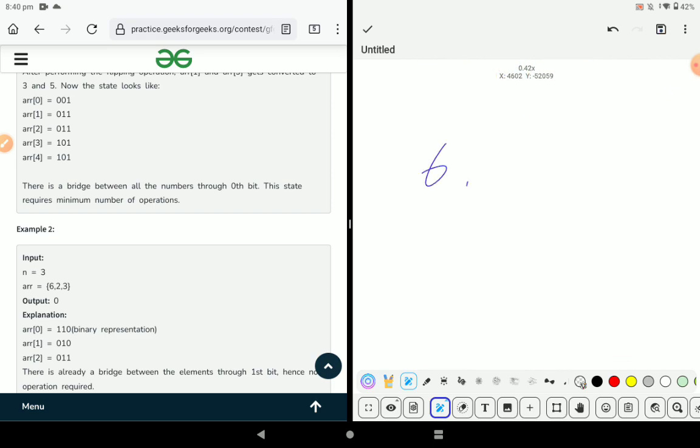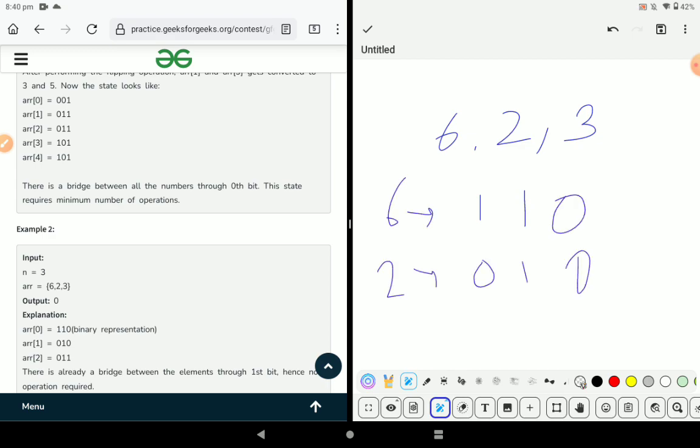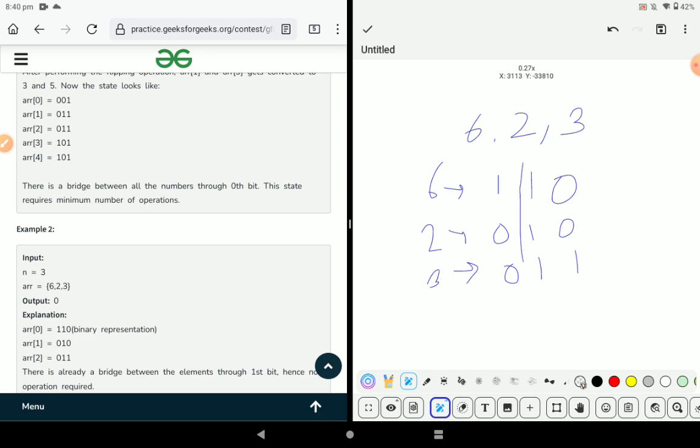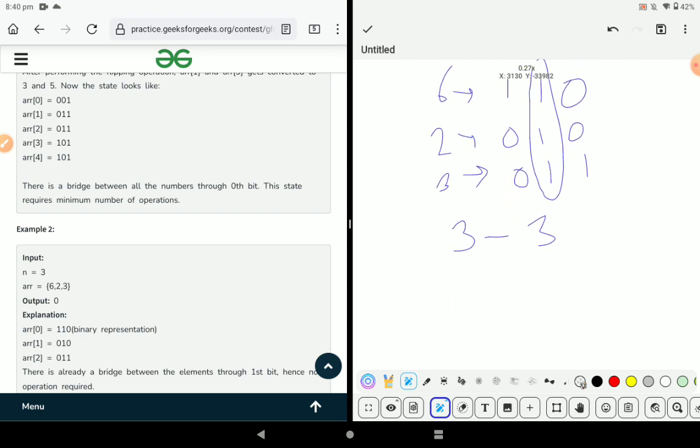Now let's take another example: 6, 2, 3. For 6 it's 110, for 2 it's 010, and for 3 it's 011. There is already a bridge in this. So the number of integers minus the number of ones equals 0, so 0 operations. This is the basic logic in this question. Now let's try to understand this by code, it will be simpler for you.